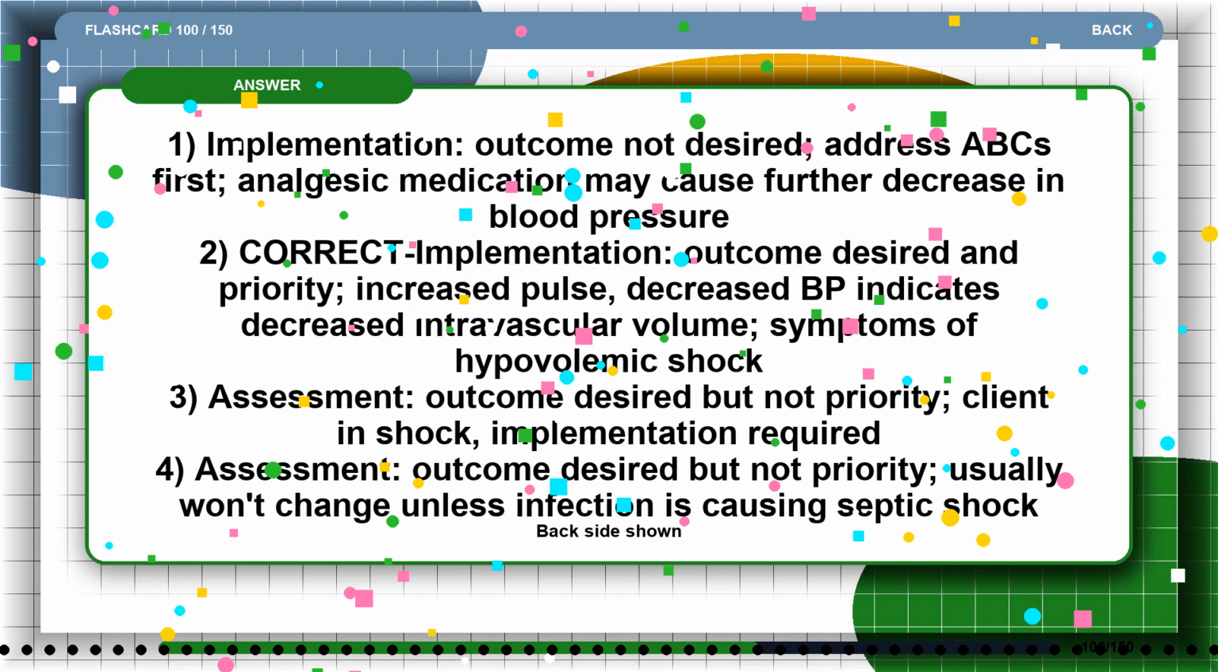The answer is 1. Implementation. Outcome not desired. Address ABCs first. Analgesic medication may cause a further decrease in blood pressure. 2. Correct implementation. Outcome desired and priority. Increased pulse and decreased BP indicate decreased intravascular volume. Symptoms of hypovolemic shock. 3. Assessment. Outcome desired, but not priority. Client in shock. Implementation required. 4. Assessment. Outcome desired, but not priority. White cell count usually won't change unless infection is causing septic shock.